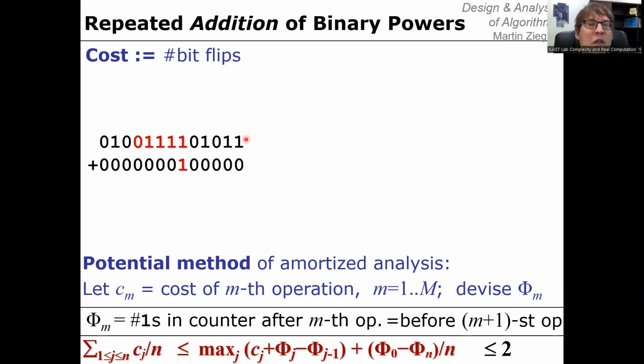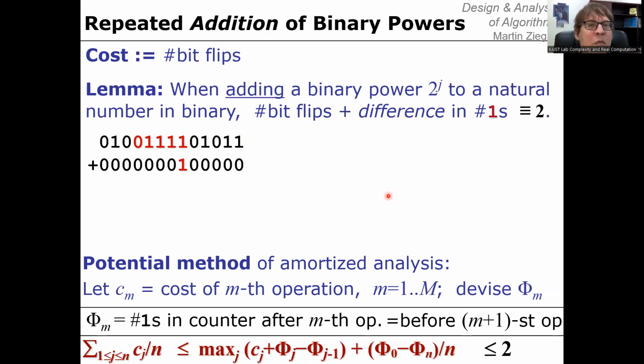We've analyzed the amortized cost for that, and it turns out that this analysis generalizes. So we observe that when adding a binary power of 2 to a natural number in binary, the number of bits that flip plus the difference in the number of ones, remember that was our bank account policy before, is still constant, still equal to 2, regardless of the previous counter value and regardless of which power of 2 we're adding. Always 2.